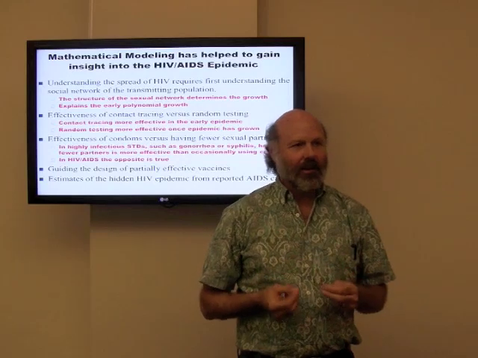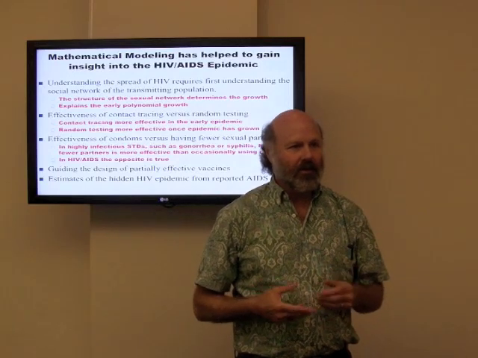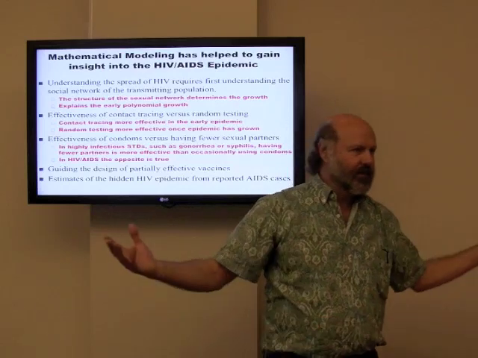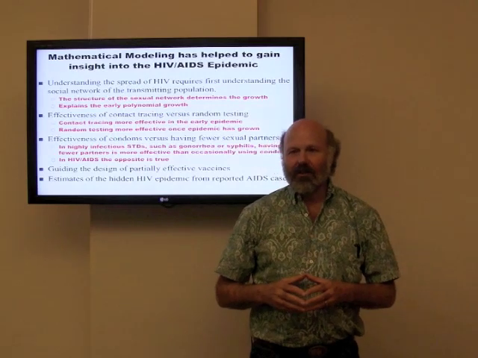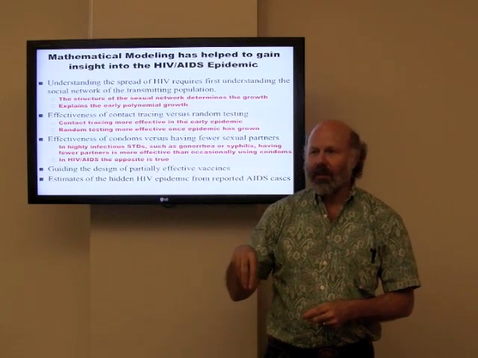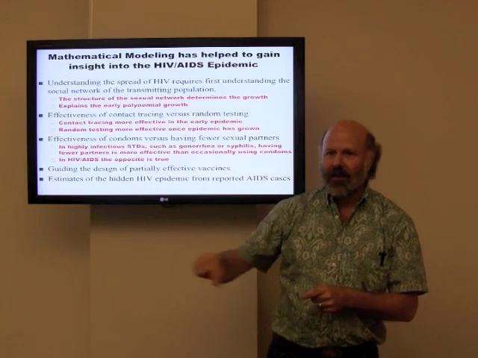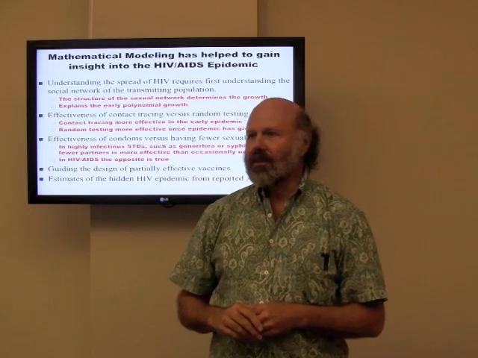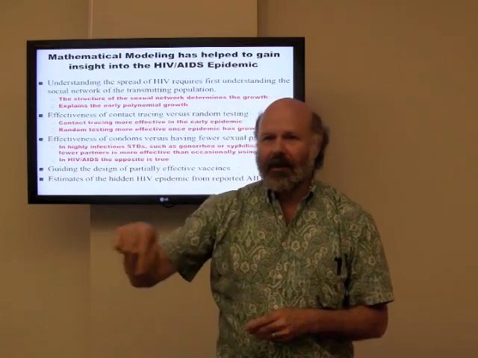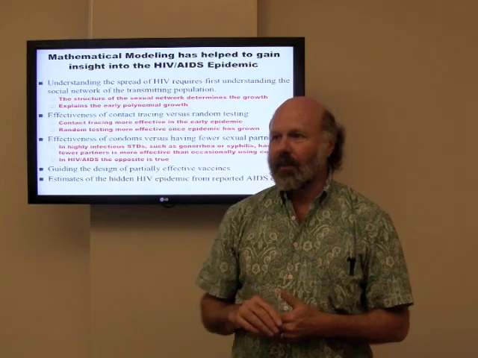In the early epidemic, random testing gives you almost no information because almost every piece of blood you test is going to be negative. Whereas with contact tracing, you find out where the epidemic is, and you can go and find specific individuals that are infected. So although it's costly, you find the people that are driving the epidemic.